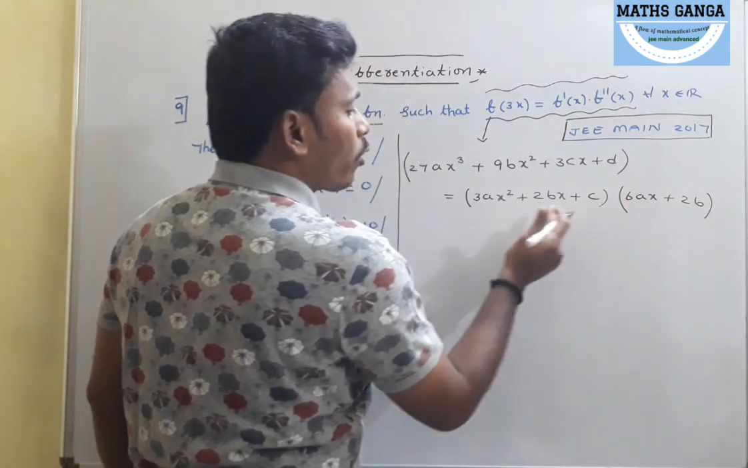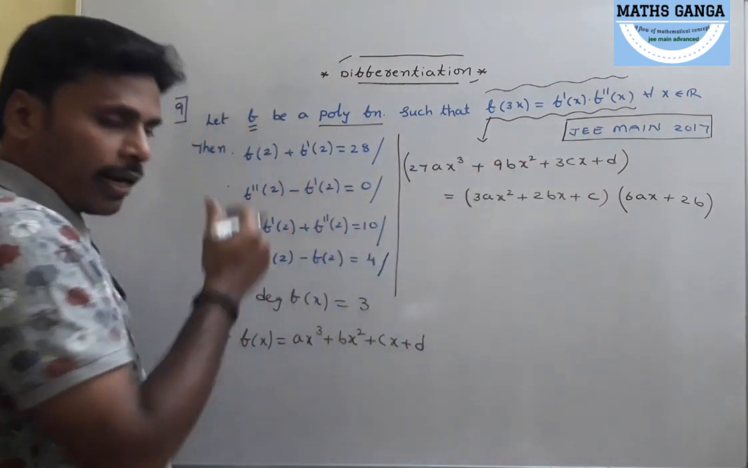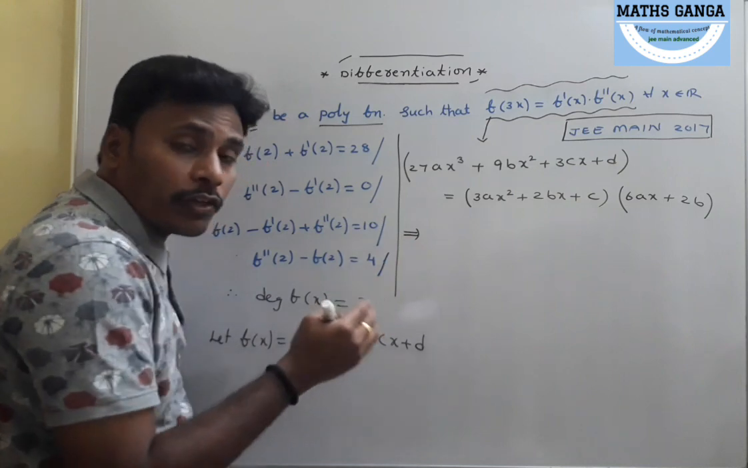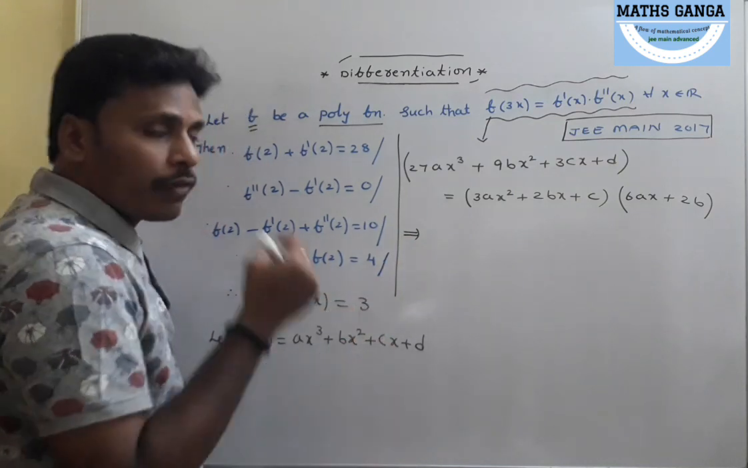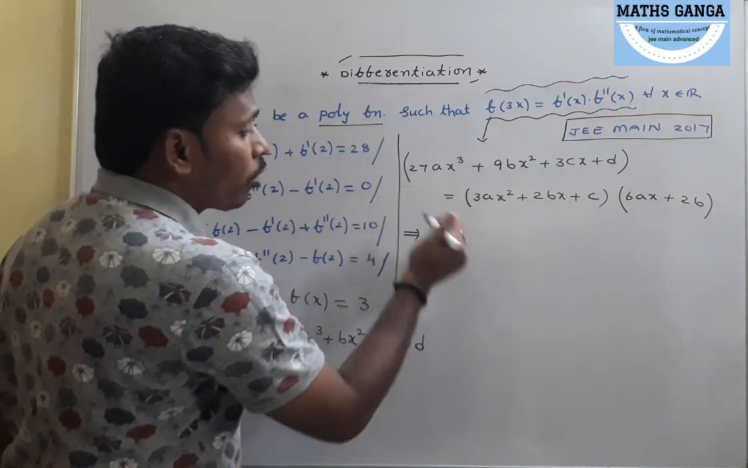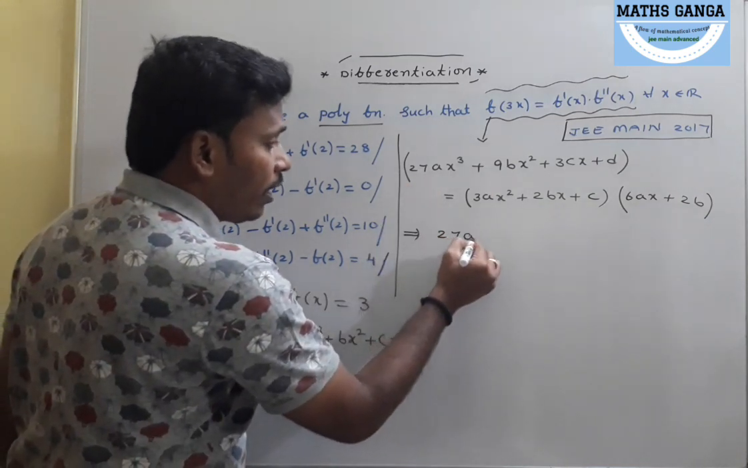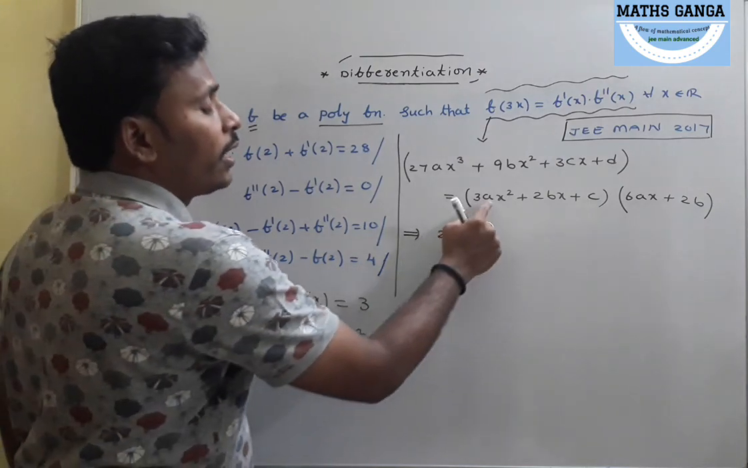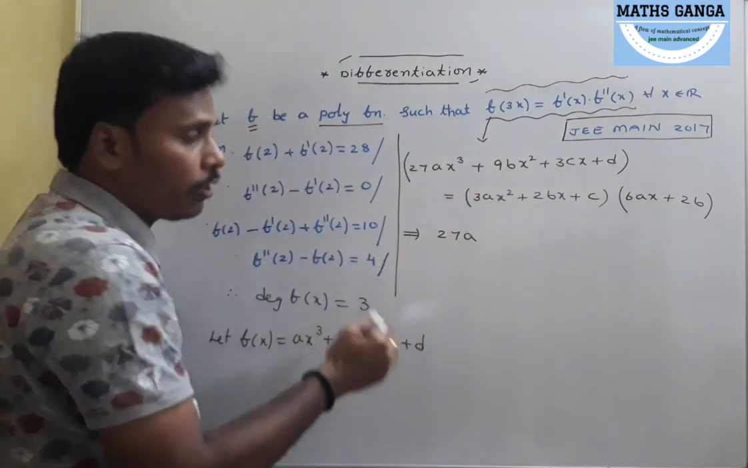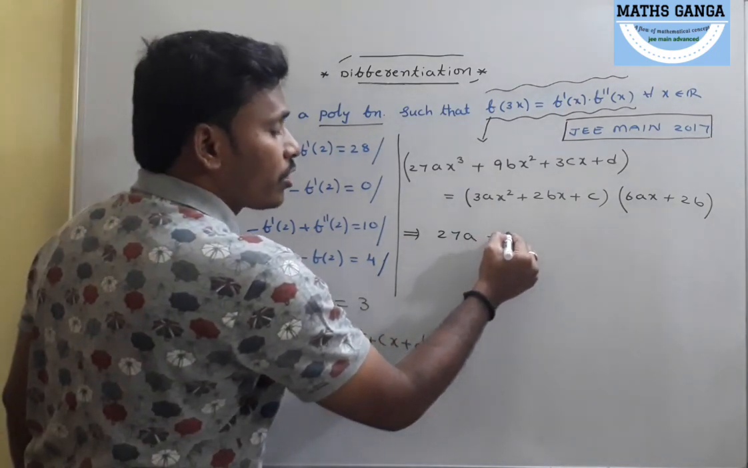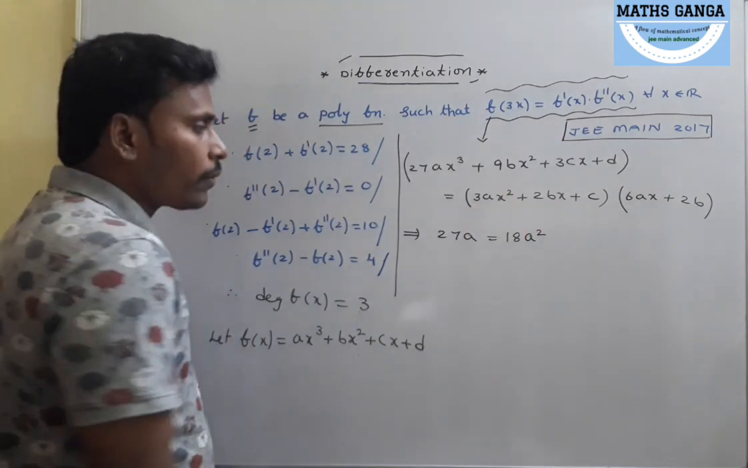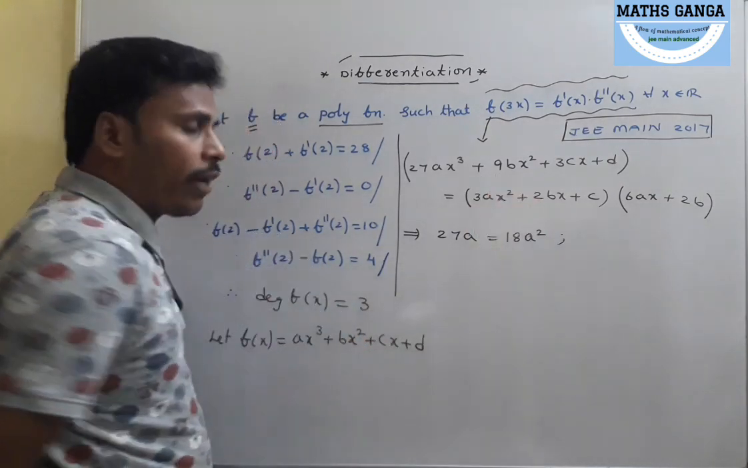The product of these two is equal to the left side, f of 3x. You just compare the corresponding coefficients, and you will get a, b, c, d. First of all, think about the x cube term. The left side coefficient of x cube is 27a, whereas on the right side, 3ax square into 6ax. If you multiply these two, you will get the x cube term, whose coefficient is 6 threes, 18a square. So, comparing the coefficient of x cube.